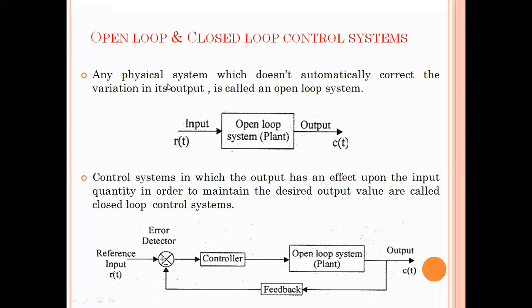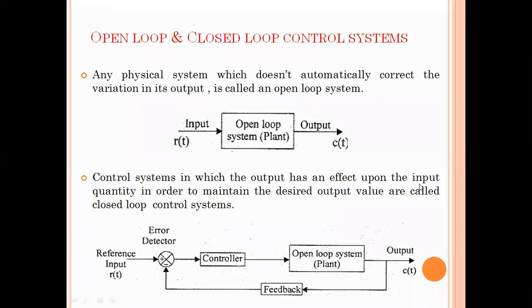See, any physical system which does not automatically correct its output is called an open loop system. Let us see here. This is the open loop control system block diagram. You can see a block here. This block is an open loop system. We know what a system is. A system is a set of elements or components which will perform a particular operation, right?